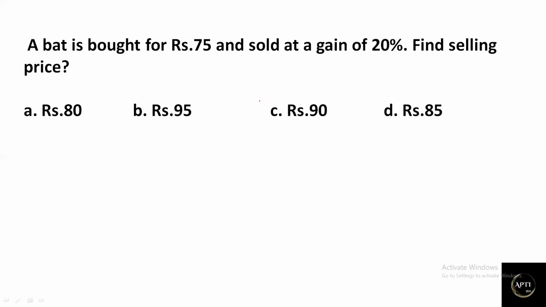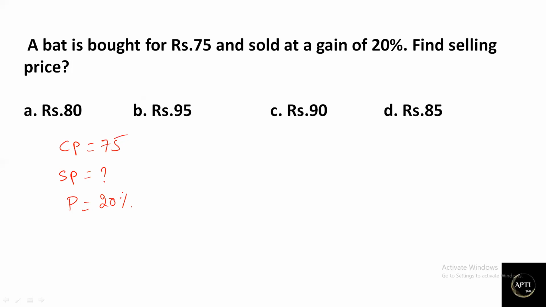If you have better experience, there are some questions which you can easily answer just by looking at them. Now if you observe this, I can say that a bat is bought at 75 rupees. What is the cost price of the bat? 75 rupees. Now sold at a gain of 20%, means they are selling the bat. We don't know the selling price; that's what we need to find. Now how much is the profit percentage given? 20%.